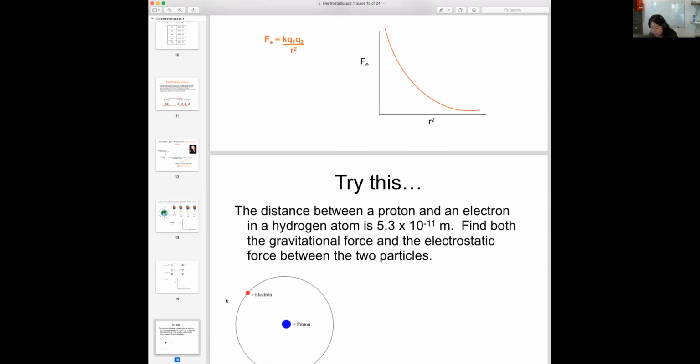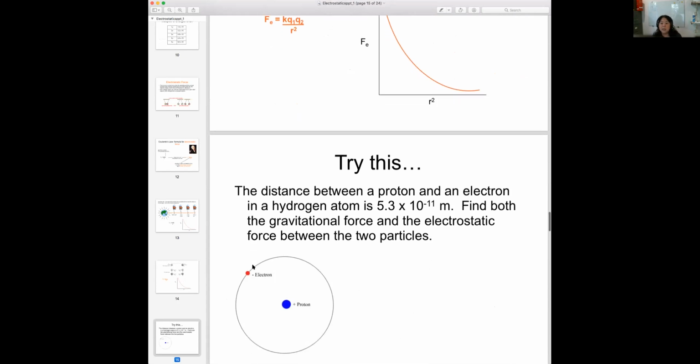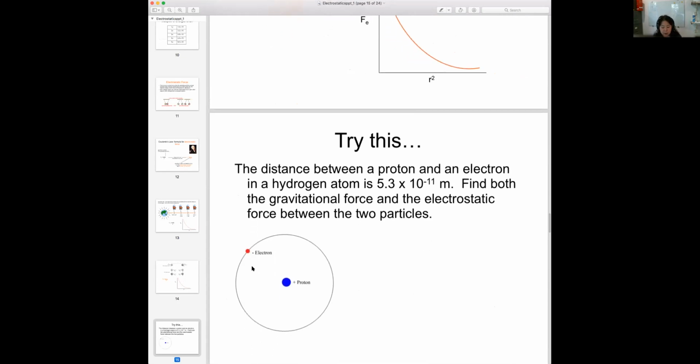So let's see. I mentioned that it is the electric force that's binding, making the atomic shape, right? It's the electric force that's making the atomic shape. We say that if you have two masses, you always have an attractive force towards each other. Any two masses always have an attractive force.